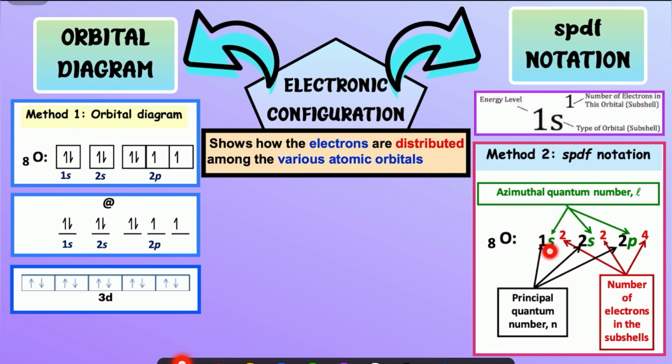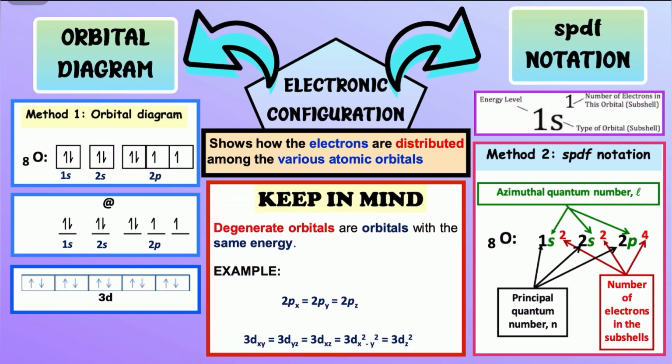And then the green one is the azimuthal quantum number l, the subshell. So this one is s, and p. And the superscript number refers to the number of electrons in the subshell. So this is how you write the electronic configurations by using the SPDF notations.